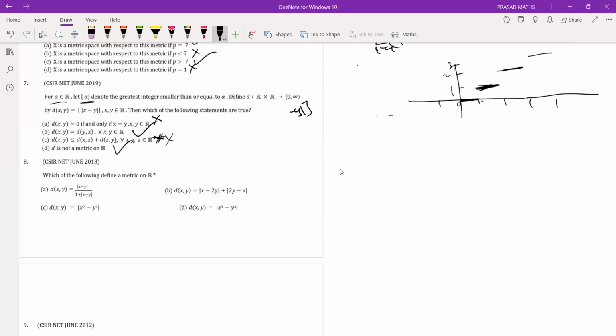Second condition also fails, sir. Yes, the second condition fails now. That's my point: at least one of the conditions fails. Already the triangle inequality failed, and the second condition failed. At least one of the conditions failed, so that is not a metric, right?